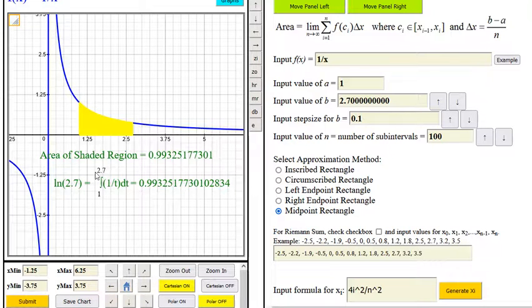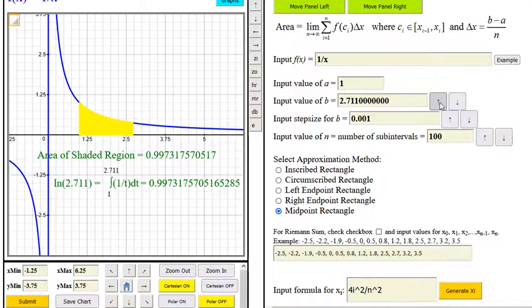Again, we're looking for an upper limit of integration such that the area is exactly 1. And so we go to 2.8. Now the area is more than 1. And so it looks like the number e that we're looking for is somewhere between 2.7 and 2.8. So let's go back down to 2.7. And this is 2.71. The natural log of 2.71 is 0.99. And so it looks like it's a little bit more.